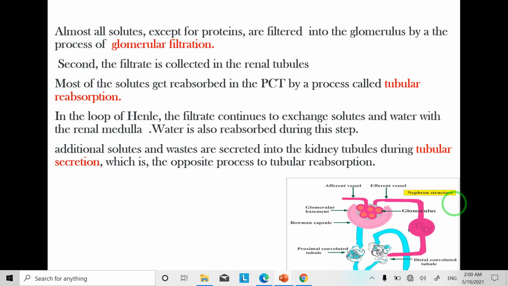reabsorption of most of these solutes in a process called tubular reabsorption, and then there will be adjustment of the composition and the volume in this process. The opposite process, which is called the tubular secretion, is the secretion of waste into the kidney tubule. The details of this process, I'm sure you have taken in the physiology lecture. This is just a reminder: we have three main processes, glomerular filtration, tubular reabsorption, and tubular secretion.